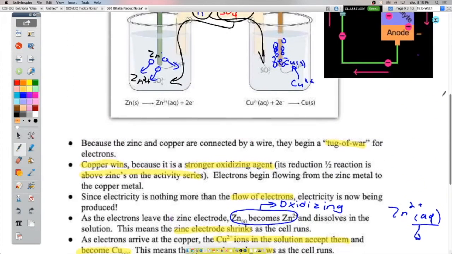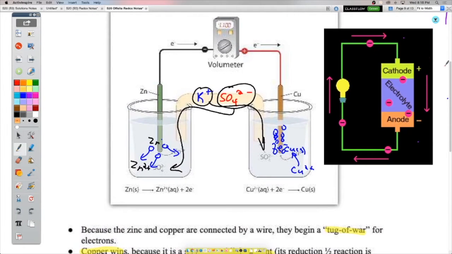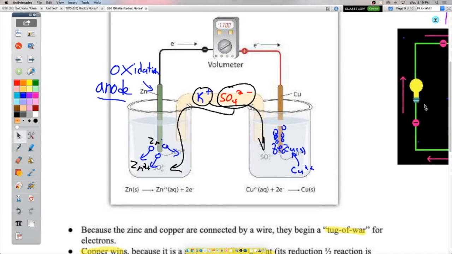Because remember, well, first of all, let's look at this. What's our anode? What's our cathode? Remember, AN OX, RED CAT. So if it's being oxidized, if it's losing electrons, it's AN OX, so it's the anode. Zinc is losing electrons. So oxidation is happening here, to zinc. So this is our anode, okay? And it's going to shrink over time, right?